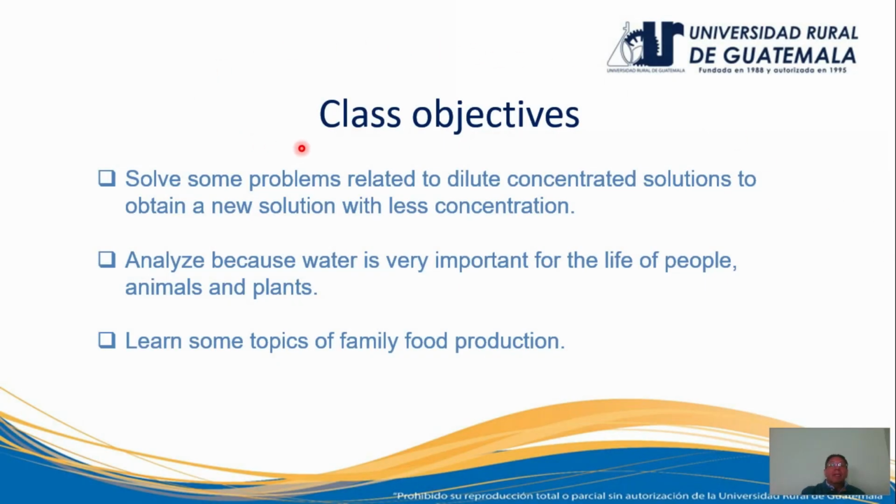As always, we have our class objectives. Number one, solve some problems related to diluting concentrated solutions to obtain a new solution with less concentration. Number two, analyze why water is very important for the life of people, animals, and plants. Number three, learn some topics of family food production.